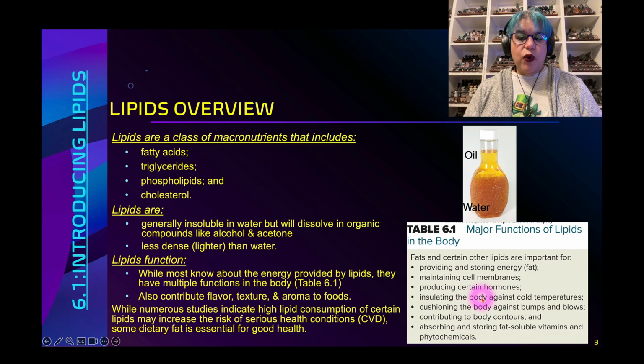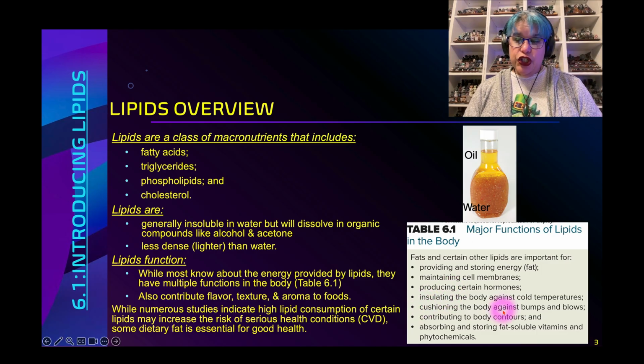Insulating the body against cold temperatures. We have fat under our skin, subdermal fat, that is intended to kind of be like Styrofoam on a cup. Styrofoam on a cup is intended to keep the heat in. It's intended to keep the cold in. When it comes down to it, our fat under our skin is kind of the same thing. It helps us to stay warmer when we're in cold environments.